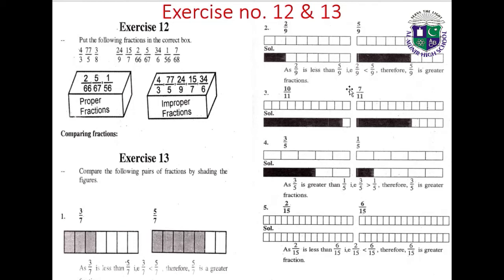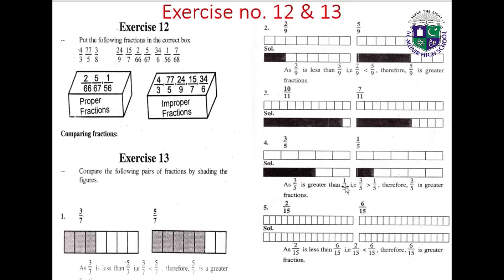10 over 11 and 7 over 11. Out of 11 boxes, 10 parts are shaded in 10 over 11 and 7 parts are shaded in 7 over 11. Next, 3 over 5 and 1 over 5.